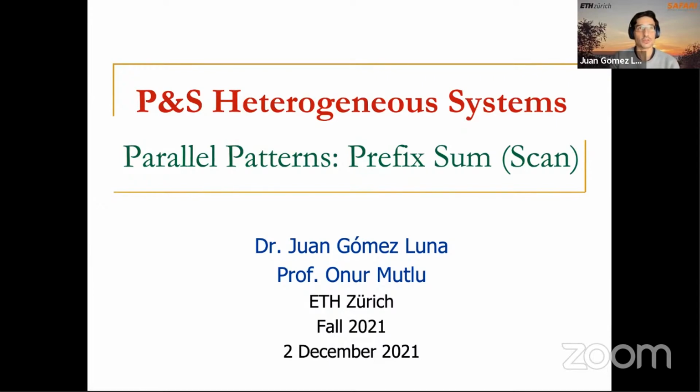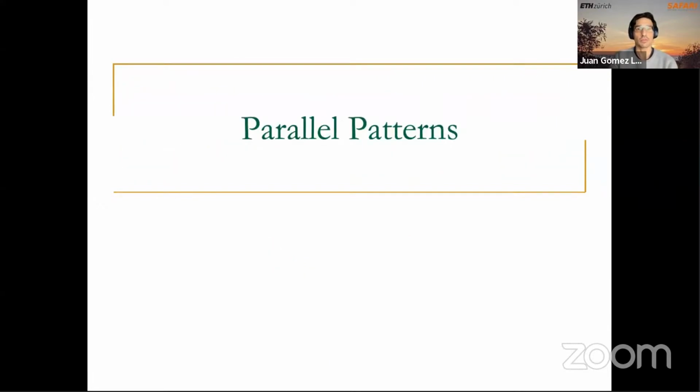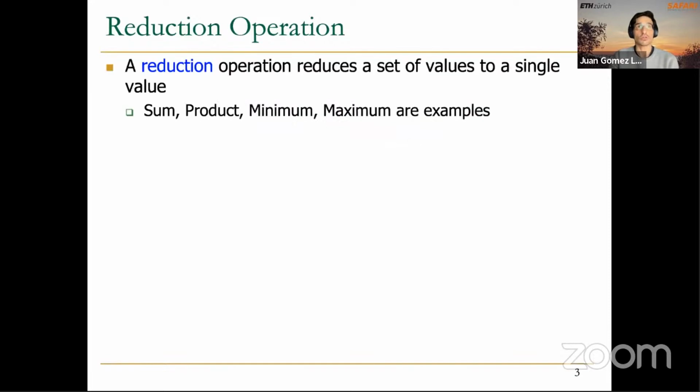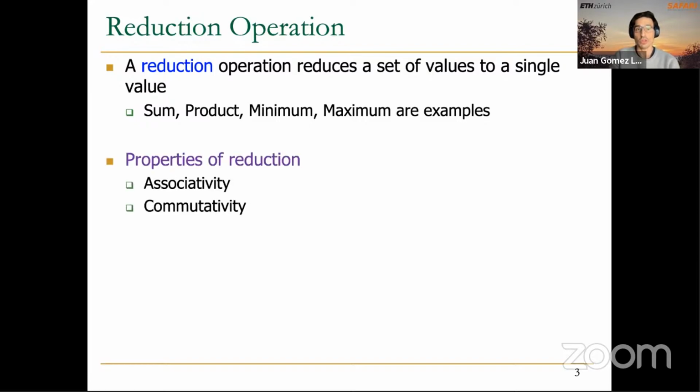Before we start talking about the prefix sum or scan, let me quickly remind you the other parallel patterns that we have already covered in the course. The first one was the reduction. Remember that a reduction is an operation that reduces a set of values into a single value. This needs to be an associative, commutative operation and also have an identity value. That's the case of the sum, product, minimum, or maximum.